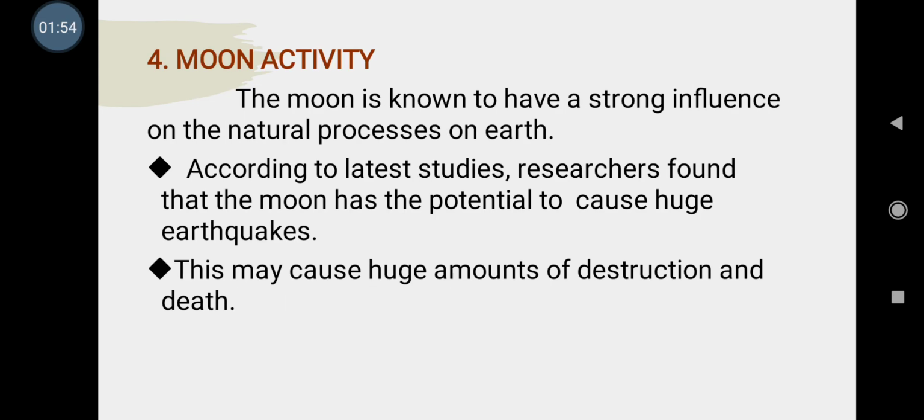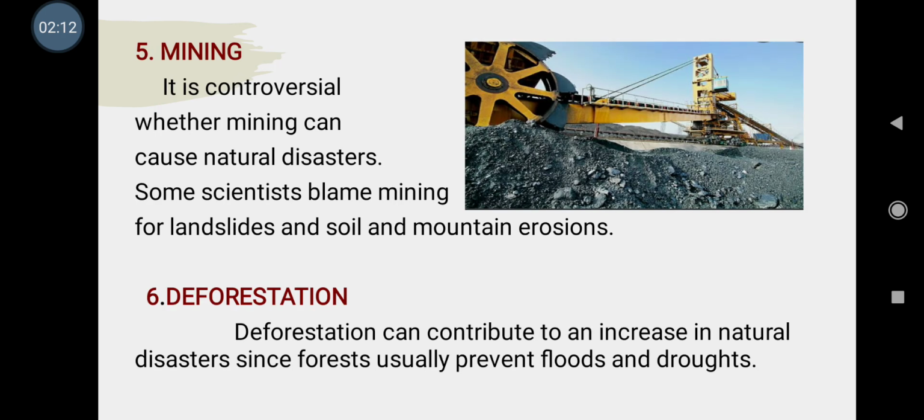Fourth, moon activity. Scientists found out that the moon has a strong influence on the natural processes on Earth and further leads to natural disasters as well. Example, earthquakes. Fifth, mining. It's not certain whether mining can cause natural disasters, but some scientists blame it for landslides, soil and mountain erosion as well.